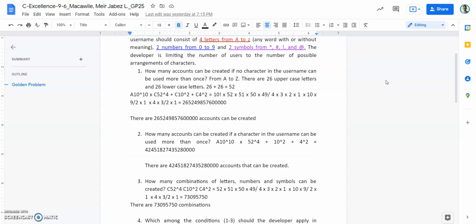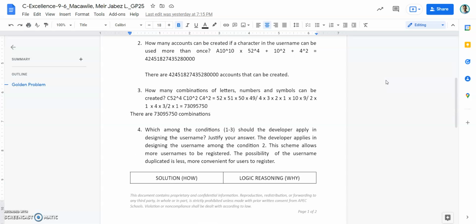That's too much. Now, how many accounts can be created if a character in the username can be used more than once? So 10 raised to 10 times 52 raised to 4 plus 10 raised to 2 plus 4 raised to 2 is equal to 42 billion 45,182. It's like a trillion, so there are 42 trillion accounts that can be created.